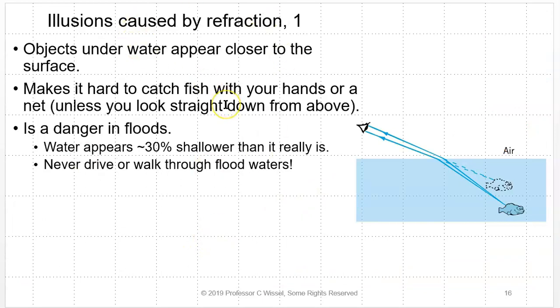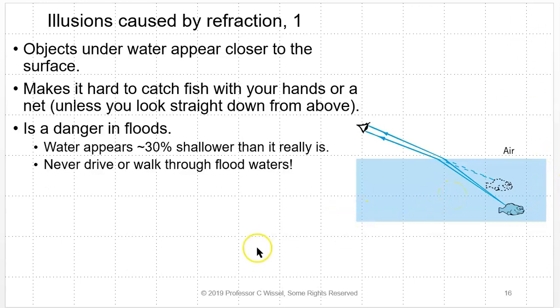Okay, now there's all kinds of illusions caused by refraction. Objects underwater appear closer to the surface. You've probably noticed this. You look for something at the bottom of the pool and you try to bend and pick it up, and what happens? You miss it, right? It looks like it's here instead of there. It makes it really hard to catch a fish with your hands or a net unless you look straight down from above. It's very hard to shoot fish from the side or spearfish them from the side unless you go directly above them.